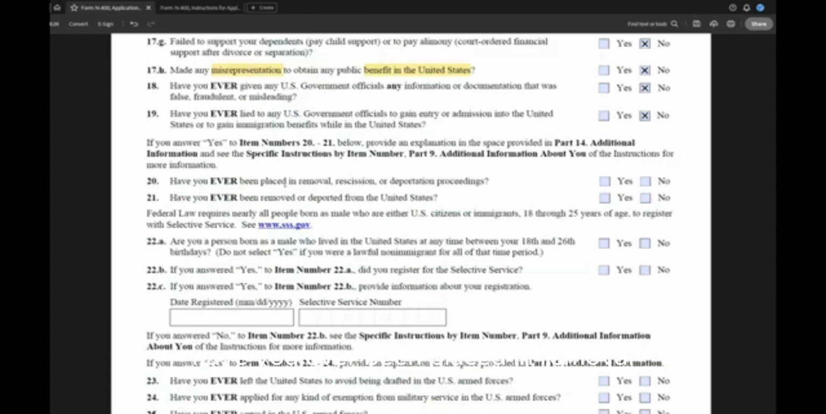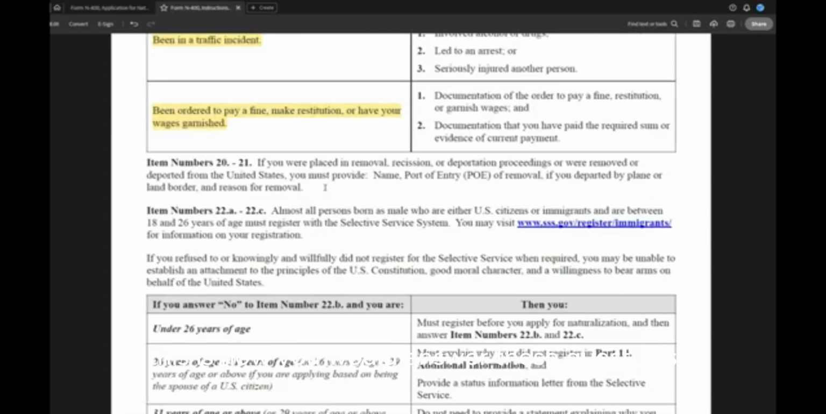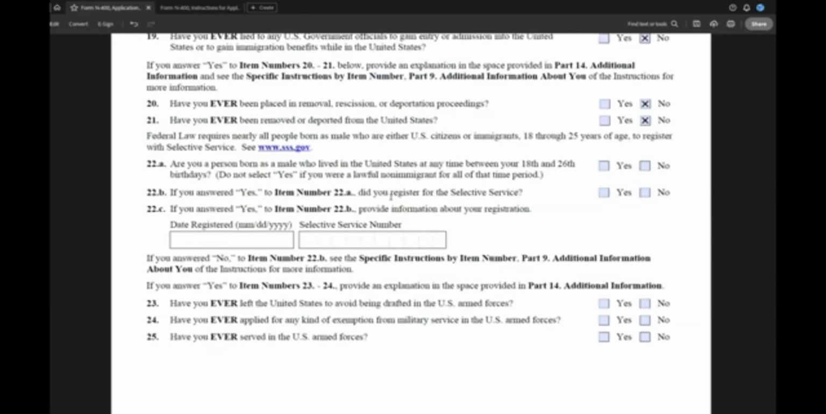Have you ever been placed in removal, rescission, or deportation proceedings? So this can include people who were placed in asylum or claimed political asylum after they were placed in removal or something like that. So you would have to answer yes to this question. And obviously this one as well. This is how you would answer these questions if any of this applies to you. Again, review form instructions. The following questions all have to do with selective service registration.